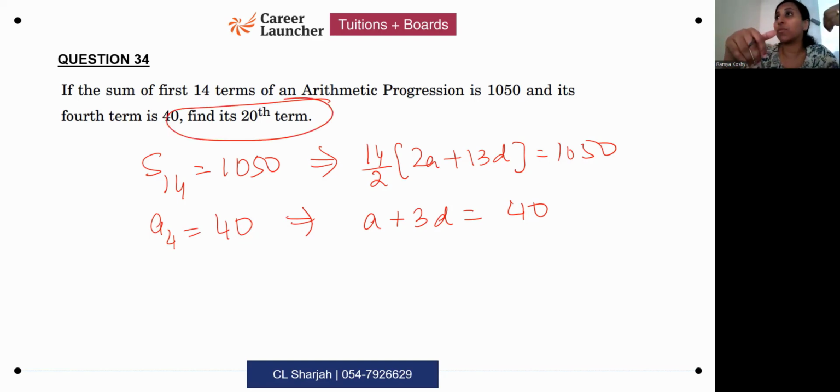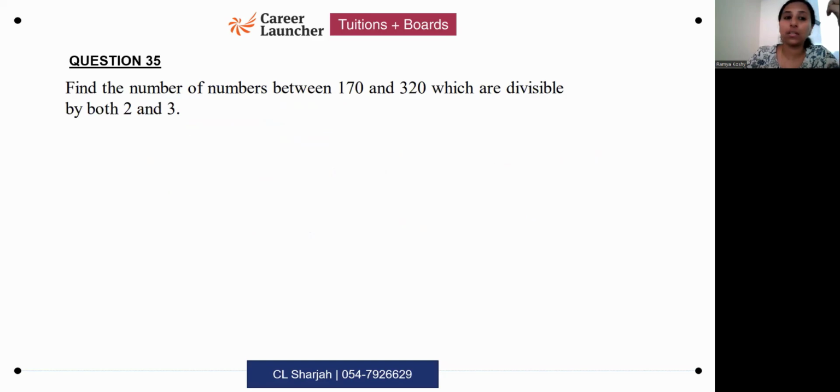So these are common type of questions which come, and so many of these type of questions are there in your textbook also. The main aim is to form two linear equations, find the missing values of A and D, then find the nth term. Okay? What about this one? We're discussing concepts now. I'll give you time later on to solve during practice time.